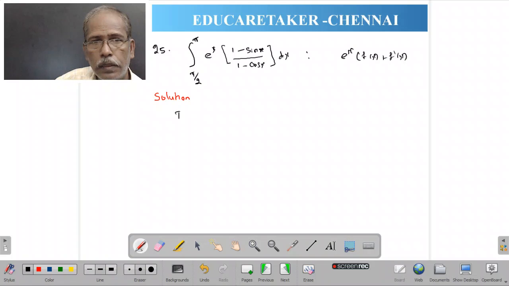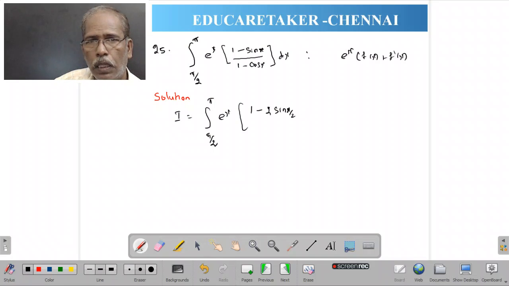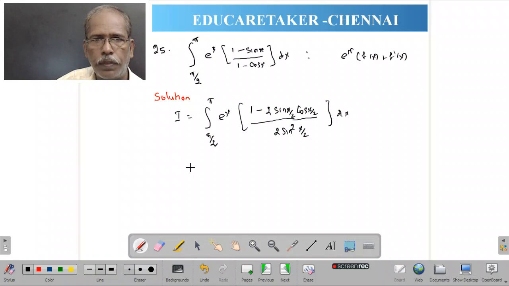Let us take I equal to the integral from pi by 2 to pi of e power x times (1 minus sin x), which can be written as (1 minus 2 times sin x by 2 cos x by 2) using a trigonometric identity, divided by 1 minus cos x, which is 2 sin square x by 2, dx. And further simplification.